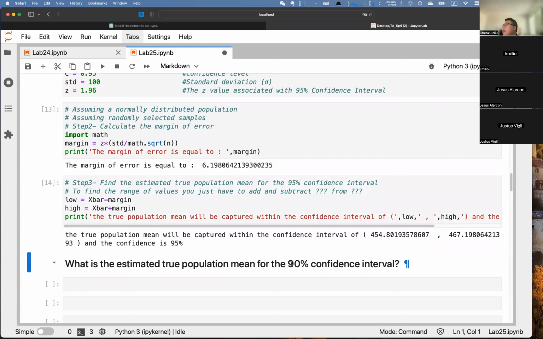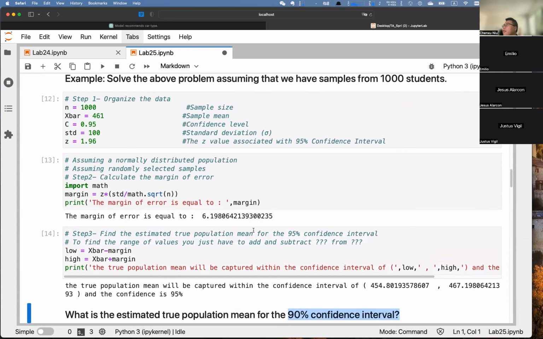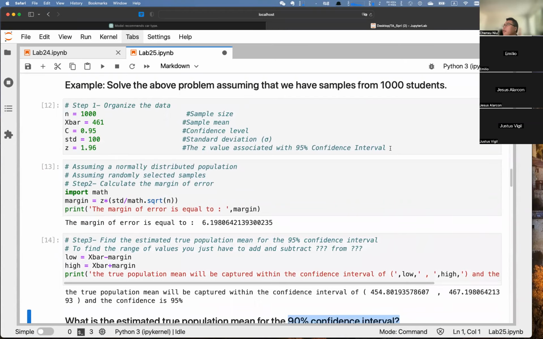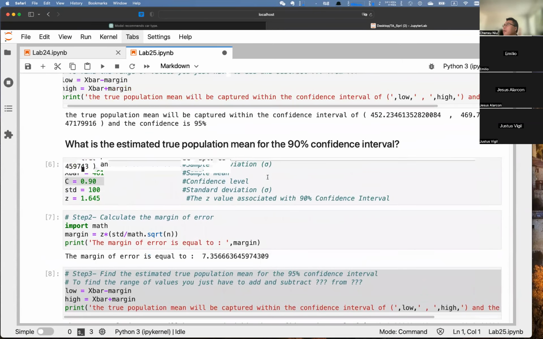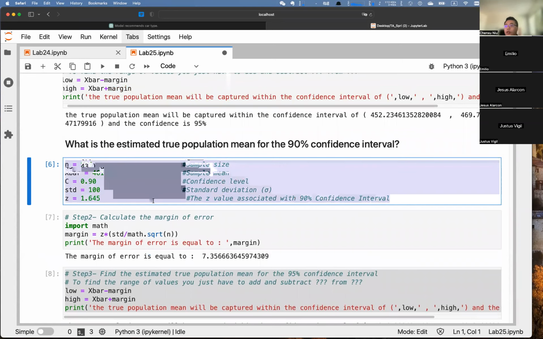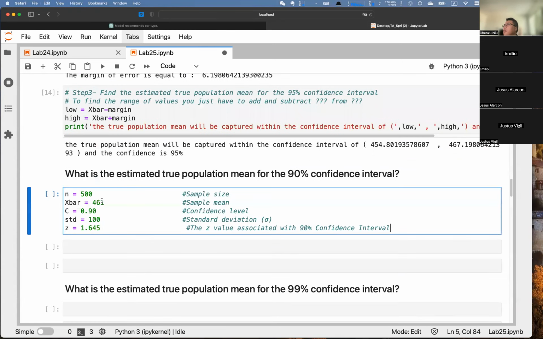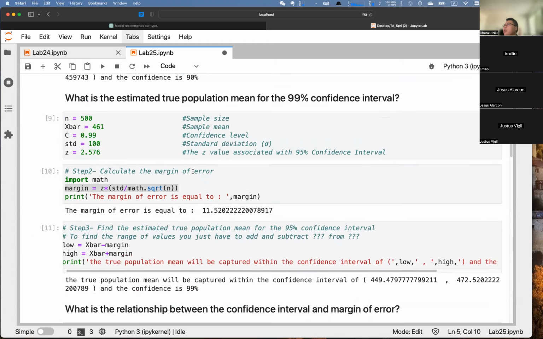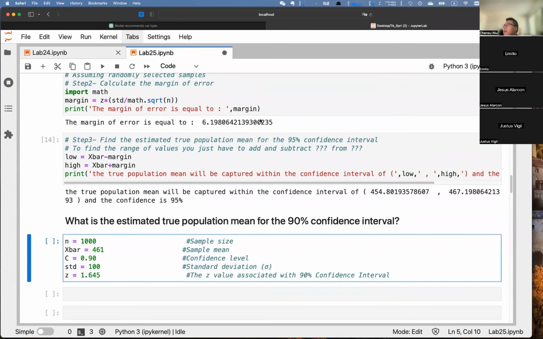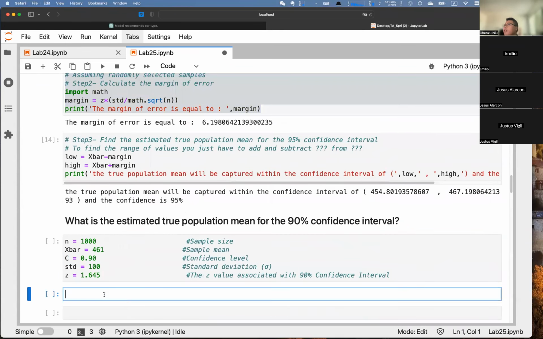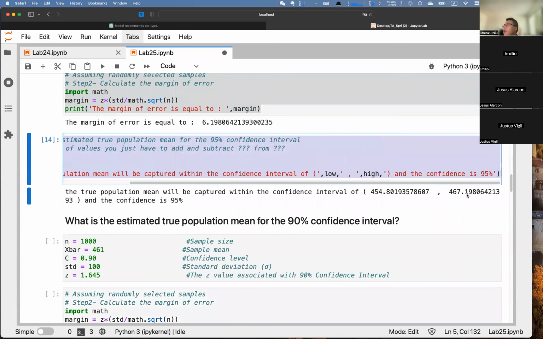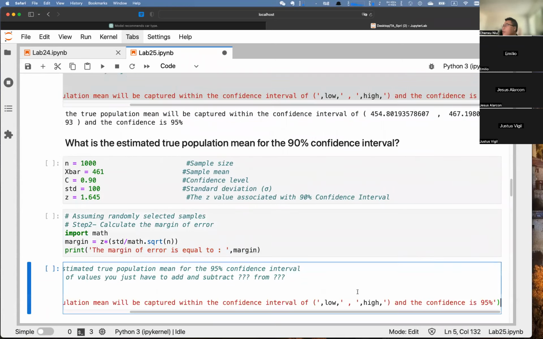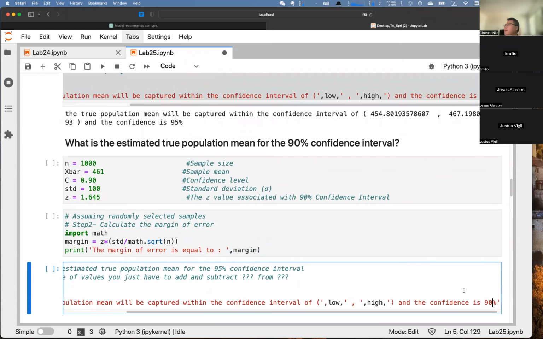And the second one here, the 90% confidence interval. You can copy from this one, right? But please make sure you set n to 1,000, right? And C is 0.9, and the Z value would be 1.6. For the other things, you can copy this one and step 3. And please make sure to revise here. It's 90%.